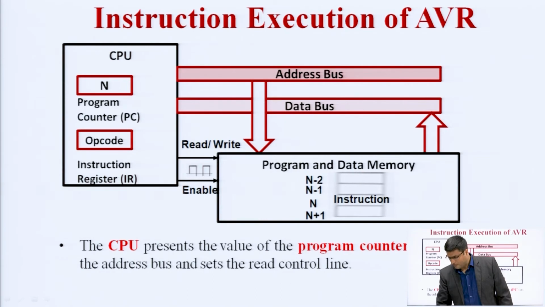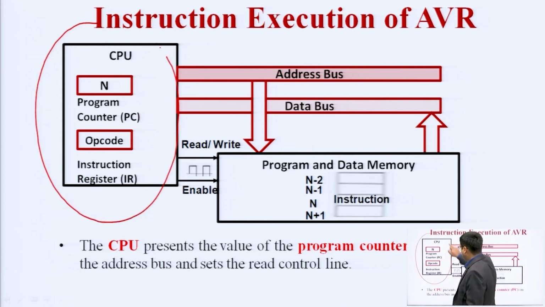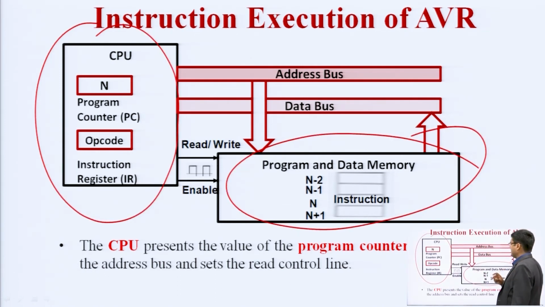So in this slide we will see the instruction execution in AVR, how instruction execution can be done in the AVR microcontroller. This is the CPU section, and this is the program or data memory section. These two blocks are connected through the address bus and data bus.